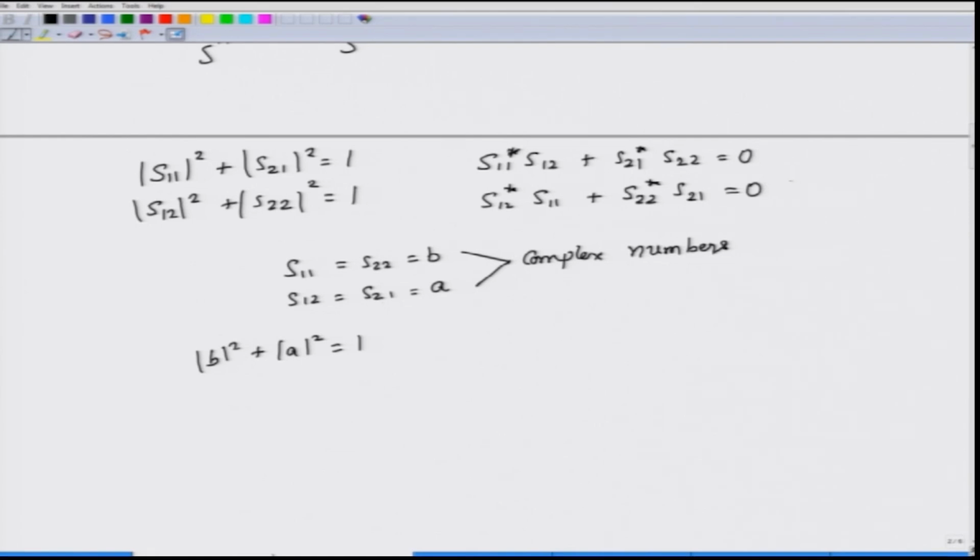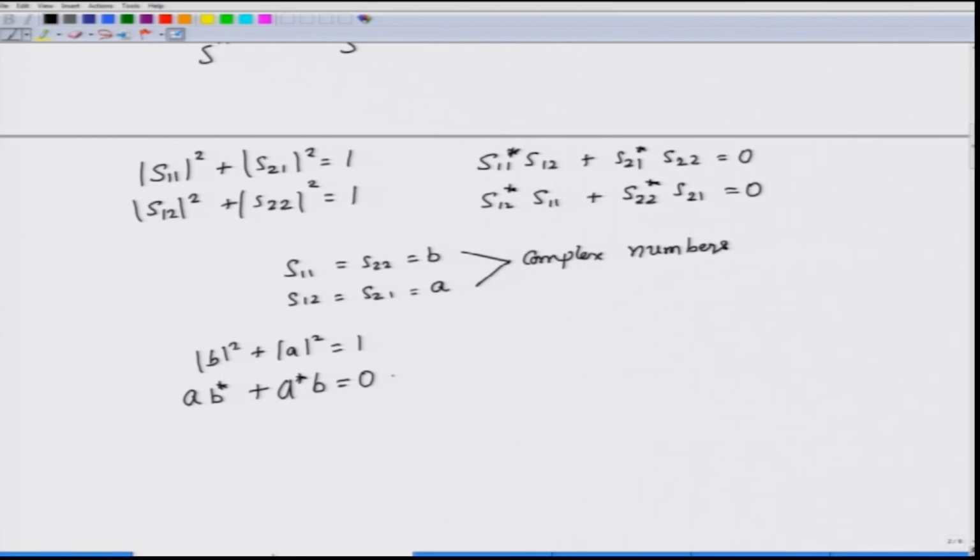What will happen to the right hand side equations? You get A B complex conjugate plus A complex conjugate B equal to 0. Okay. So, you get this other equation. These two equations determine the constraints on A and B.